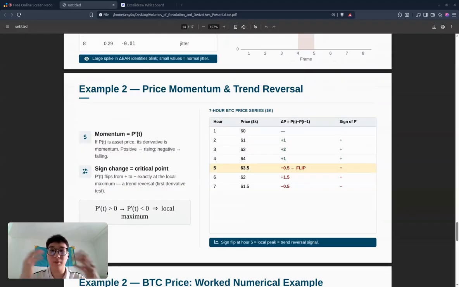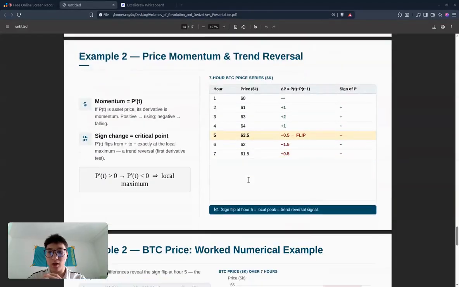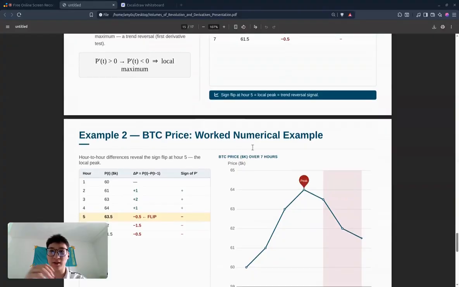And here is the main idea: whenever that derivative crosses zero, flips from positive to negative or back, that indicates a critical point. It's the same first derivative test you would use to find the max or min of any function in a graph, and that point often marks a reversal. So I want to show you the worked example. Let's look at these real numbers.